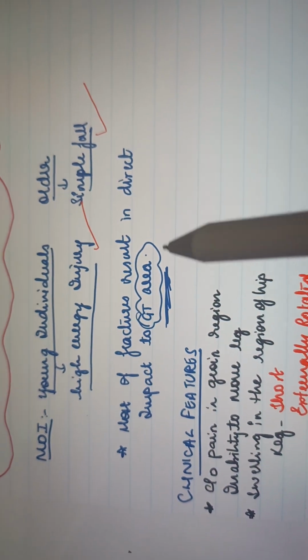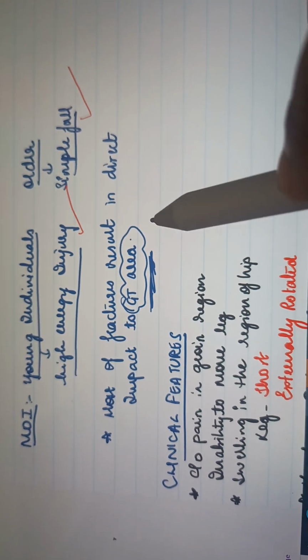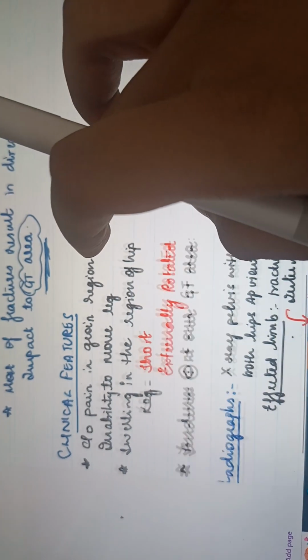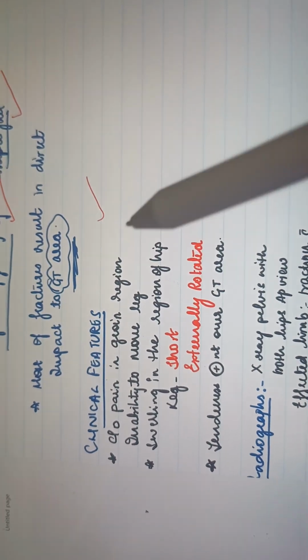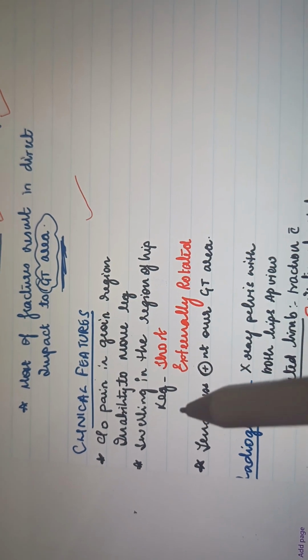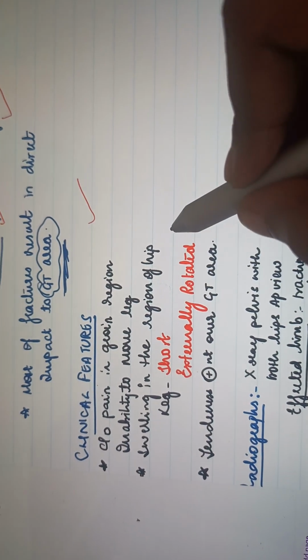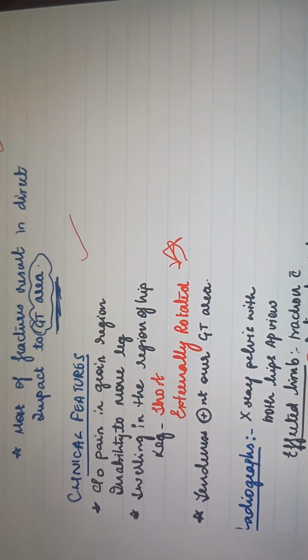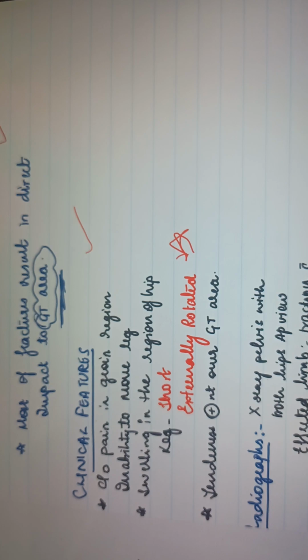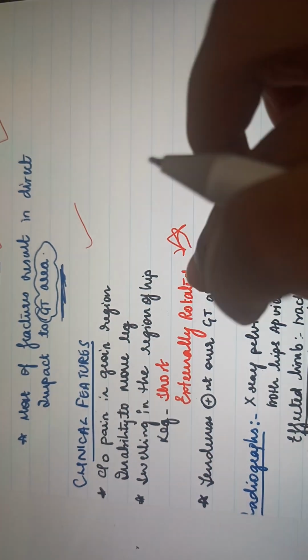Most of the fractures result from direct impact to the greater trochanteric area. So the patient usually comes with complaints of pain in the groin region, inability to move the limb, and swelling in the region of the hip, with the leg short and externally rotated. All these were seen in this patient, and there was also tenderness present over the greater trochanteric area.